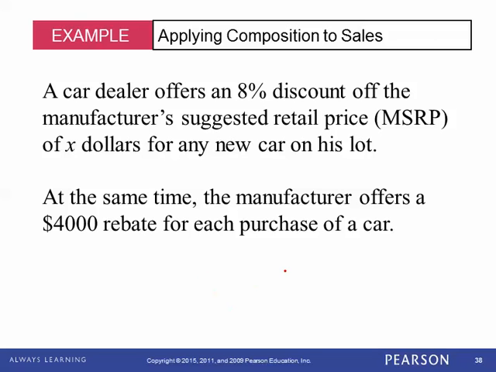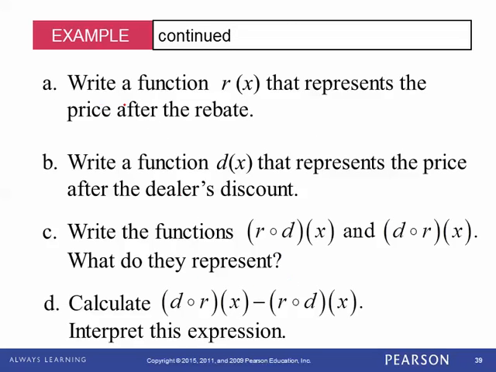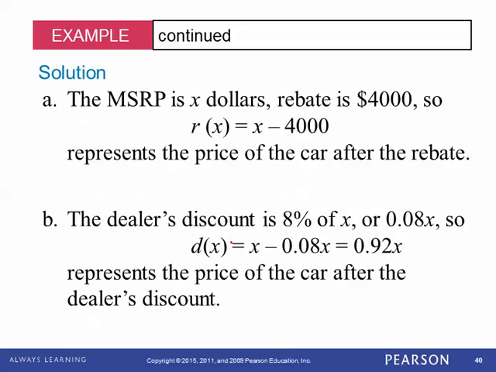Okay. So write the function r of x that represents the rebate. Then let d of x represent the discount, and then we're going to do each of these. The rebate of the discount, and then the discount of the rebate price, and we're going to compare the two. Let's go for it. Everybody okay with this one here? The rebate is $4,000 off, so it's the price of the car minus $4,000. That's easy enough.